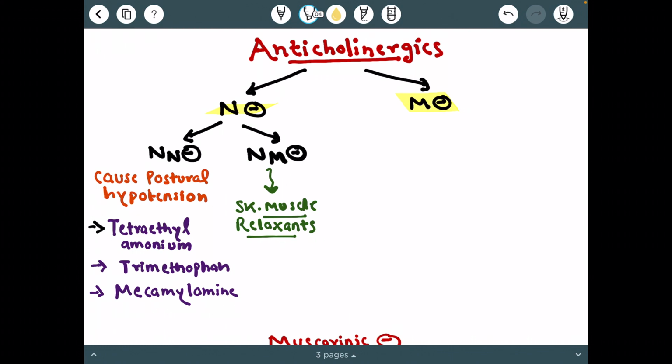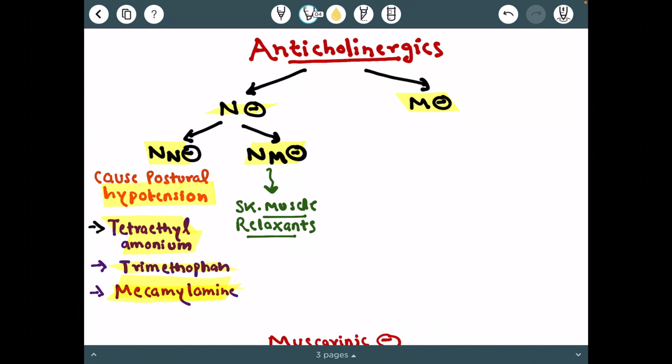In nicotinic receptors there are two types, NN type and NM type. I already told you NN type are present on the autonomic ganglia. So by inhibition of autonomic ganglia we decrease the sympathetic as well as parasympathetic nervous system, due to which there is postural hypotension. The sympathetic drive is completely gone, which causes the hypotension. So if we give NN blockers, it will cause hypotension. The various drugs are tetraethylammonium, trimethaphan and mecamylamine. These three drugs are very important. You should know these three drugs.